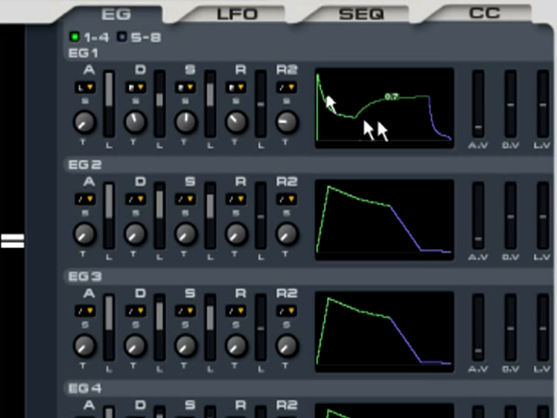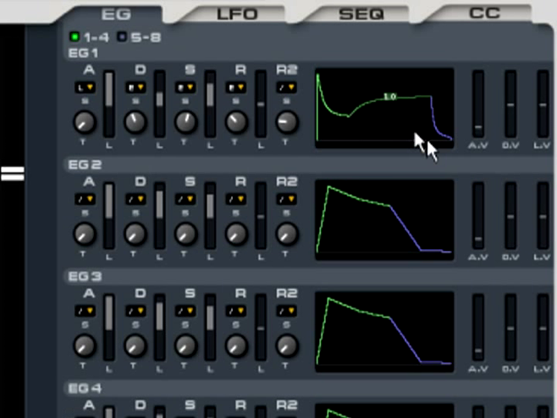So if we have this shape, for instance, you hear that it will start to kind of swell up again if you have the decay level lower than the sustain level. So check it out. Yeah, you heard how it kind of swells back in after the first decay stage.